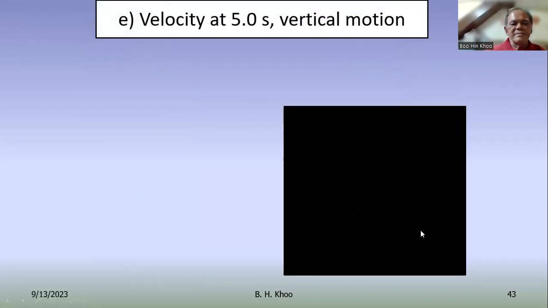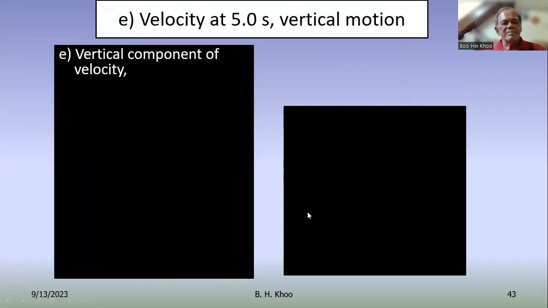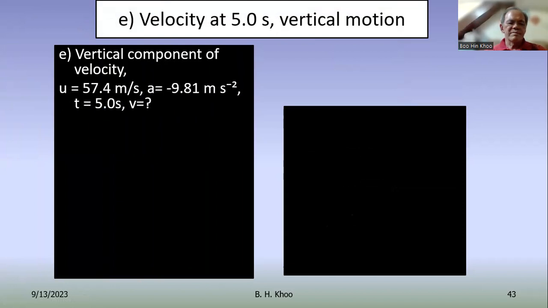Velocity at 5 seconds. We consider vertical motion. Vertical component of velocity. That's the initial velocity, which we have calculated out.